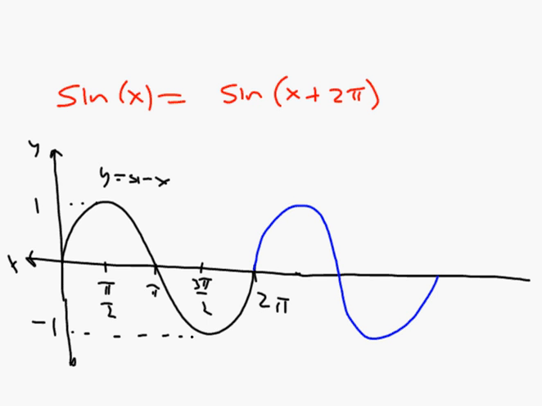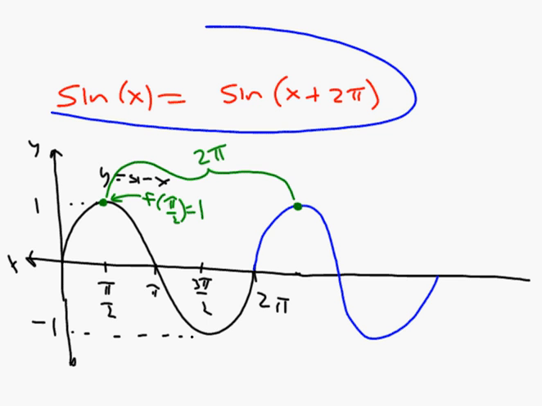And the following fact is true, that this y value here, so this y value is equal to f of pi over 2, which is actually equal to 1, is the same as this y value over here, which is exactly 2 pi away from there. And what's fun is that this thing holds true for any x value.